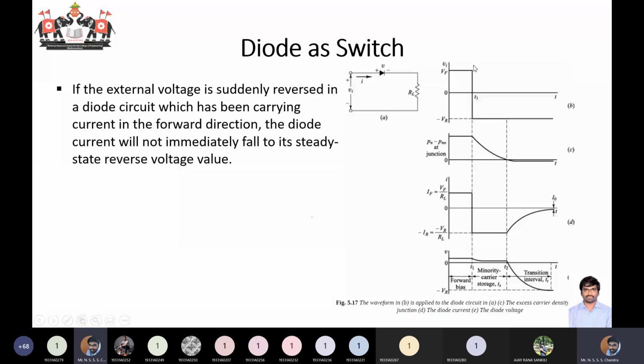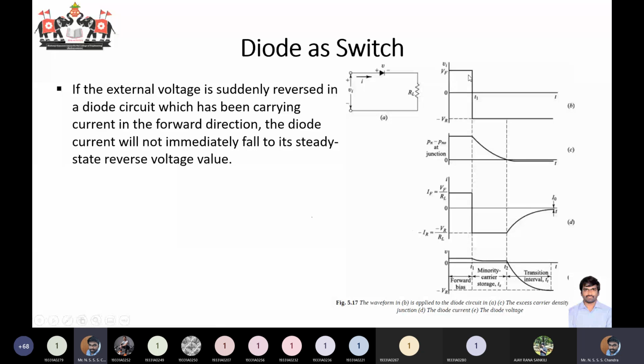Okay, so we are moving from plus Vf to minus Vr. So we are suddenly reversing the input voltage. What we expect ideally is that as soon as this voltage reverses, the current should also reverse.